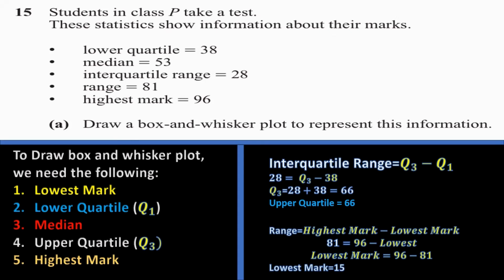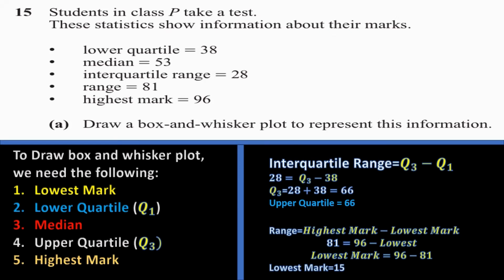And so we are given the interquartile range. Of course, we know the formula of the interquartile range. It is the difference between the upper quartile and the lower quartile, that is Q3 minus Q1. But here, the interquartile range is given as 28, but we are not given the upper quartile. Q3 is not given, but the lower quartile is given as 38. So we plug it into this formula here. 28 equals Q3 minus 38.